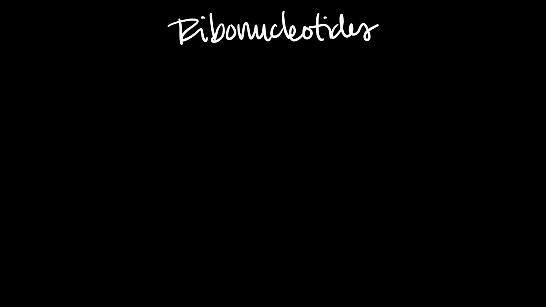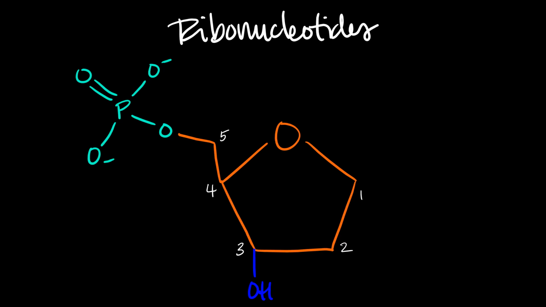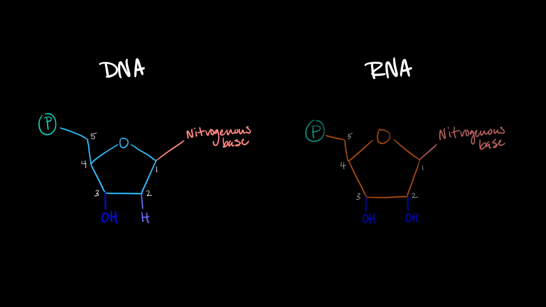The nucleotides of RNA are called ribonucleotides. They are very similar to deoxyribonucleotides. They also contain a pentose sugar with a 5' phosphate group, a 3' hydroxyl group, and a nitrogenous base on the 1' carbon. But they differ from deoxyribonucleotides in that they have an additional hydroxyl group on the 2' carbon. This is why the DNA nucleotides are called deoxyribonucleotides. They have been deoxygenated on the 2' carbon.